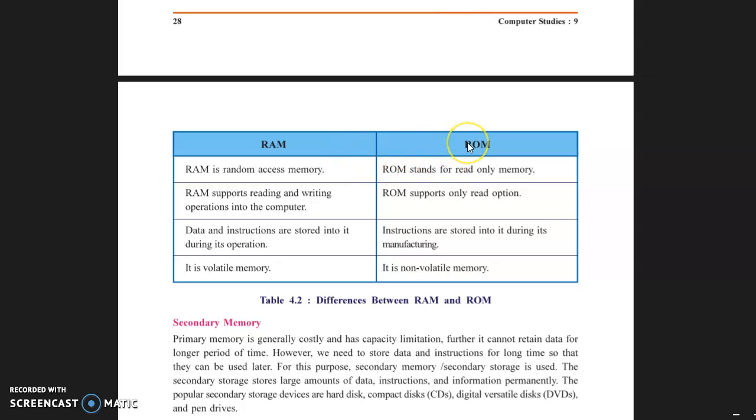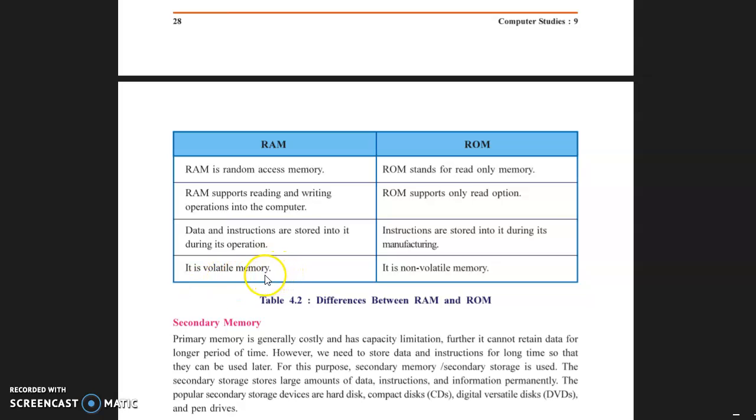RAM and ROM are both types of primary memory. RAM is random access memory, ROM stands for read-only memory. RAM supports reading and writing, ROM supports only reading. Data and instructions are stored in RAM during its operation, while instructions are stored in ROM during its manufacturing. ROM means the instructions are already stored at the time of manufacturing.